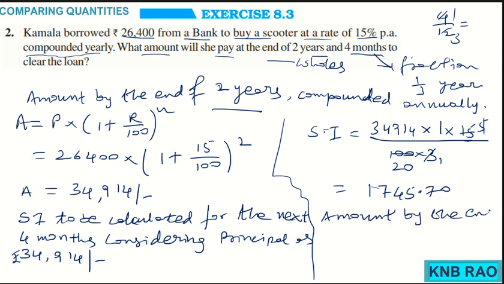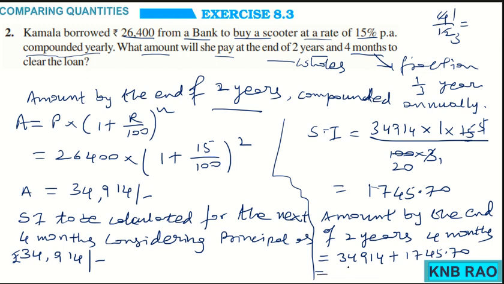Now the amount by the end of 2 years 4 months will be 34,914 added to 1,745 rupees 70 paise. Put together it becomes 36,659 rupees 70 paise, which is the total amount she has to pay after 2 years 4 months. So this is how we calculate.